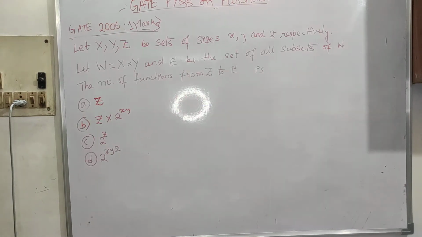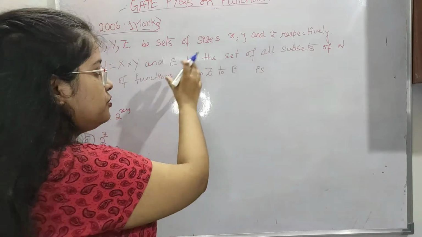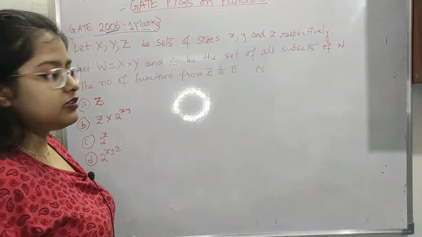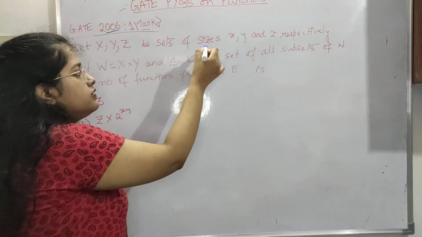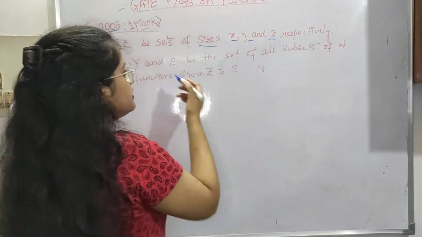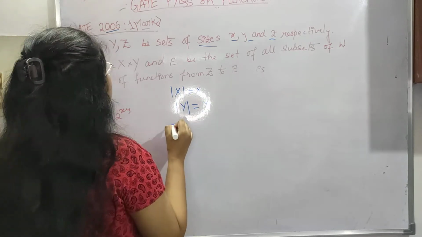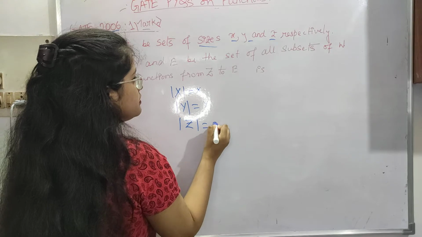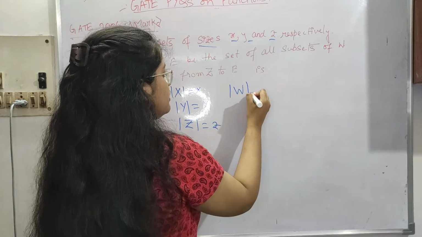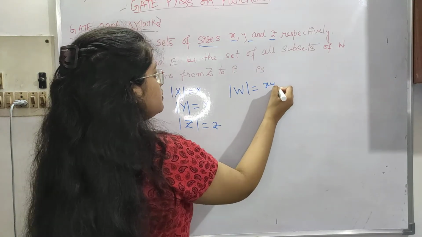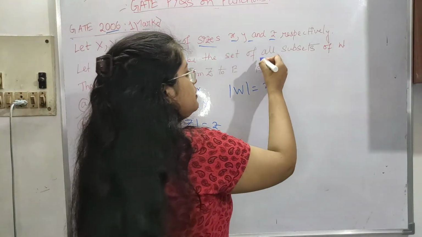Now let's see this example. This is actually an easy one. It might be confusing, but do it step by step. It was asked in GATE 2001, I think a 1 mark question. Let X, Y, Z be sets of sizes x, y and z. So these are sets. The cardinality of X is x, of Y is y, and of Z is z. Now W is equal to X times Y, so it contains xy elements. Small xy is the number of elements present. Let E be the set of all subsets of W.